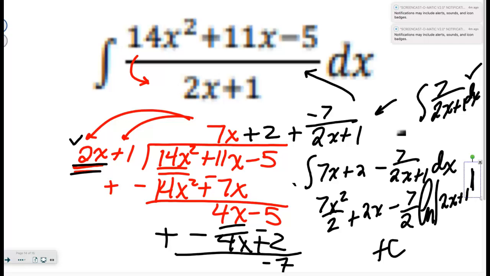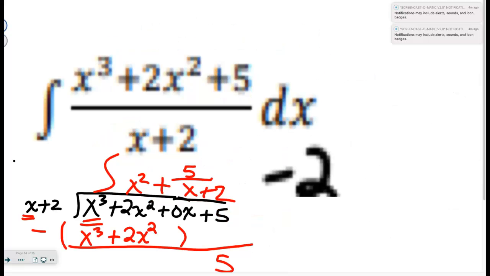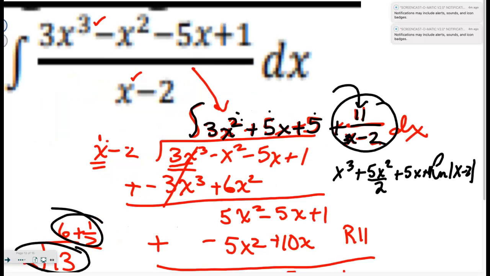If you are doing this as a video and you want to try another one, we did this one, so you could pause and write it down. And we got x cubed thirds plus 5, natural log absolute value, x plus 2 plus c. And we also did this one, so you could pause and write it down. And we got x cubed plus 5x squared halves plus 5x plus 11 natural log absolute value, x minus 2 plus C.